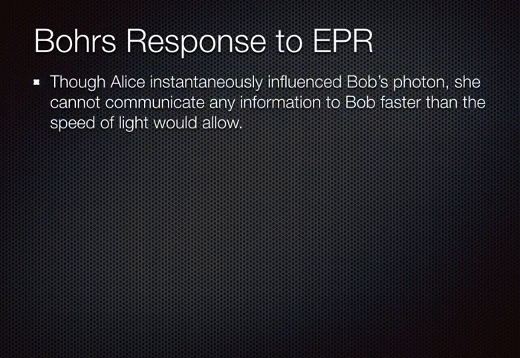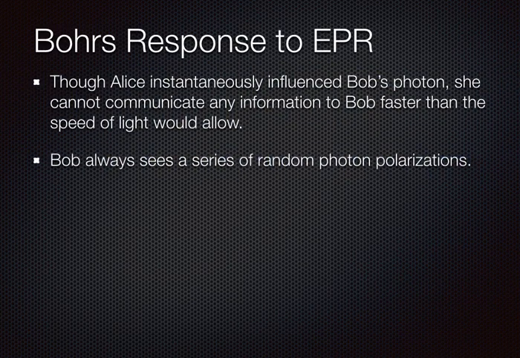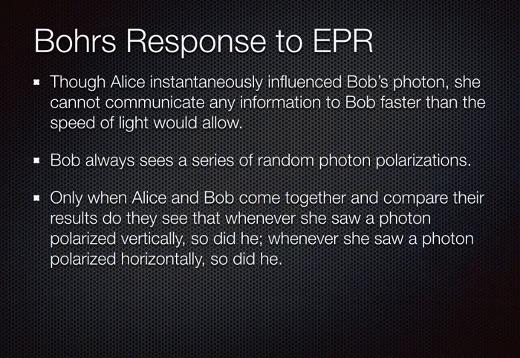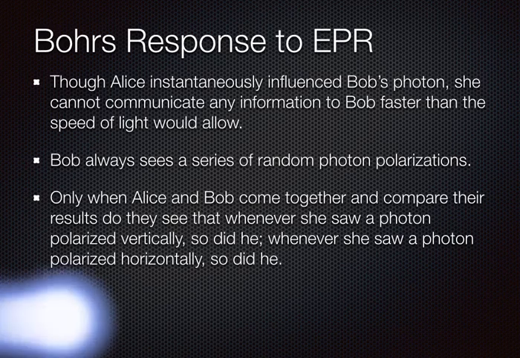Though Alice instantaneously influenced Bob's photon, she cannot communicate any information to Bob faster than the speed of light will allow. Bob always sees a series of random photon polarizations. Only when Alice and Bob come together and compare their results do they see that whenever she saw a photon polarized vertically, so did he. Whenever she saw a photon polarized horizontally, so did he.